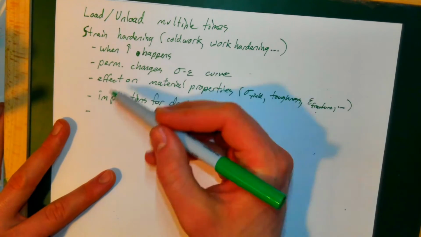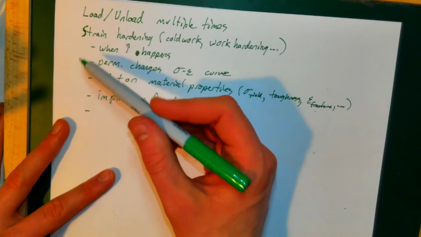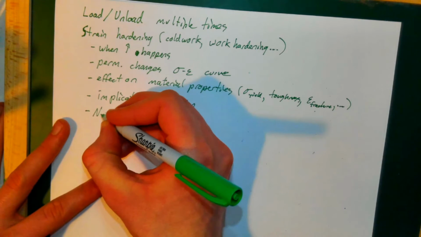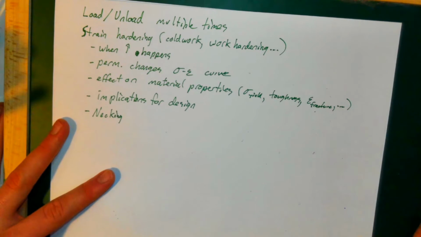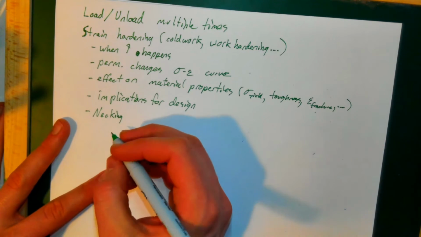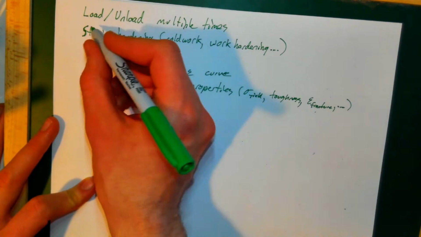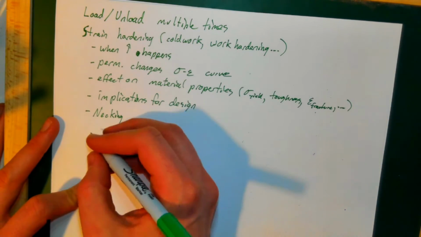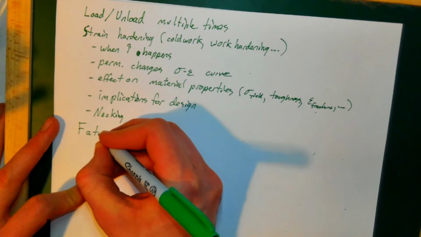And then we'll talk about a more specific phenomenon related to strain hardening, which is called necking, which is something that can occur when you're trying to do materials testing. Then we'll move on to the second phase of today's topic, which is what happens when you unload and load multiple times, which is this phenomenon of fatigue.